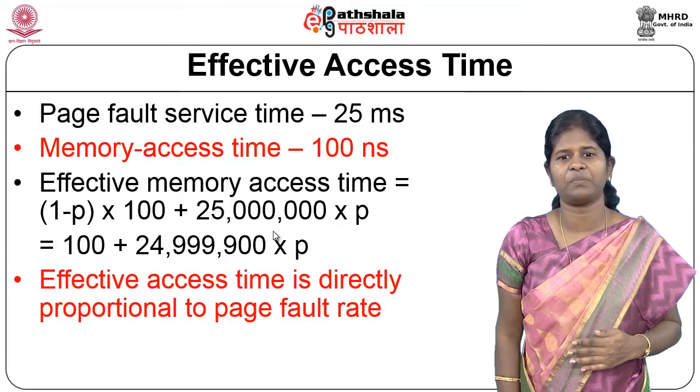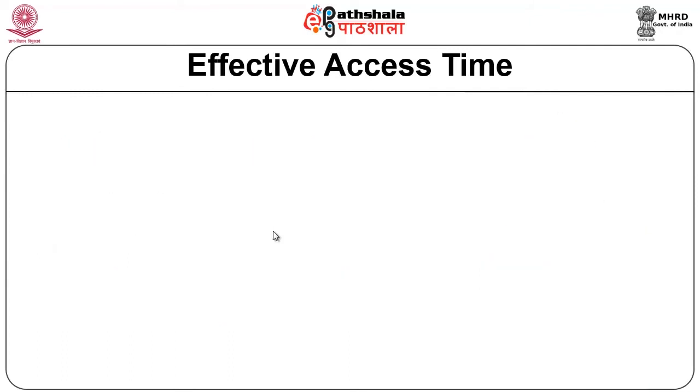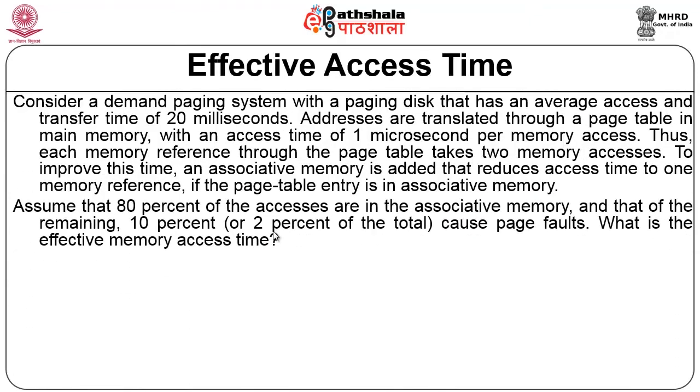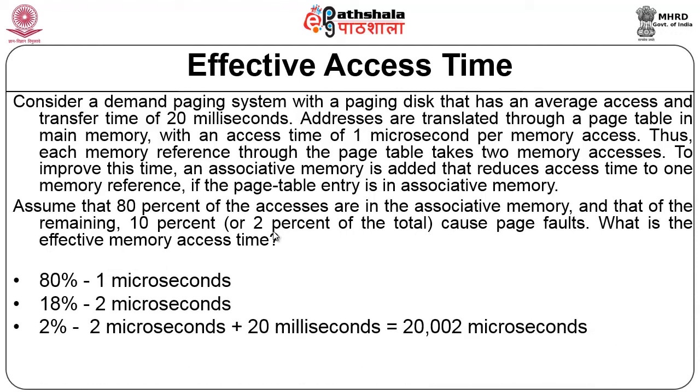So, the effective access time is directly proportional to the page fault rate, and hence the page fault rate should be reduced. Now just look at this problem. We will see how the effective access time is calculated. You have a demand paging system with a paging disk and the average access and transfer time of 20 milliseconds. The addresses are translated through a page table, and the access time of 1 microsecond for one memory access is given. And each memory reference through the page table takes 2 memory accesses.